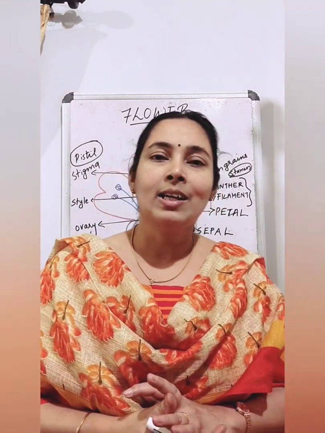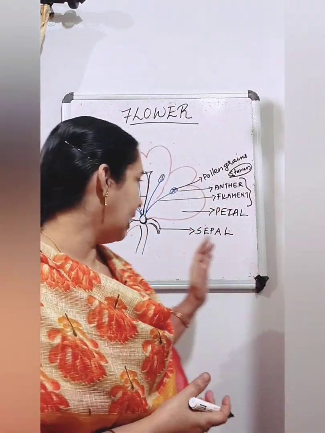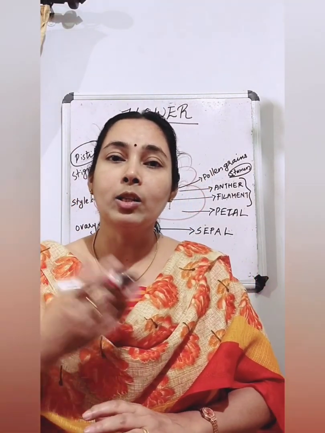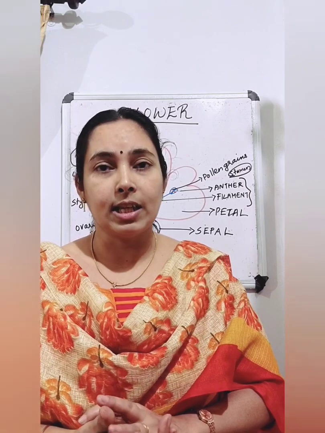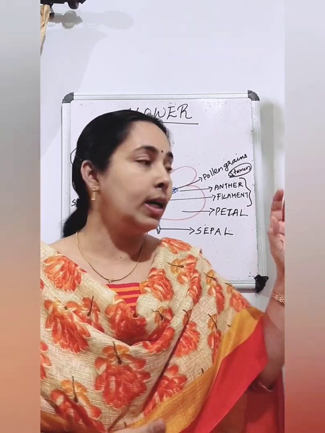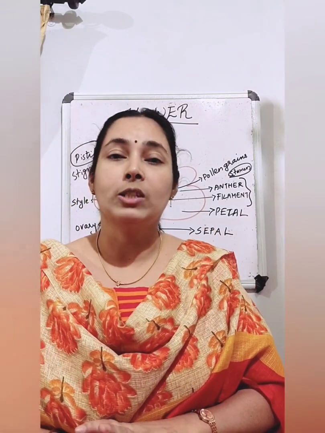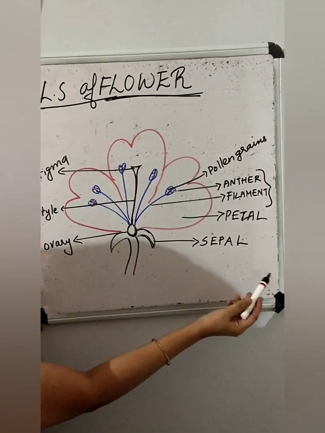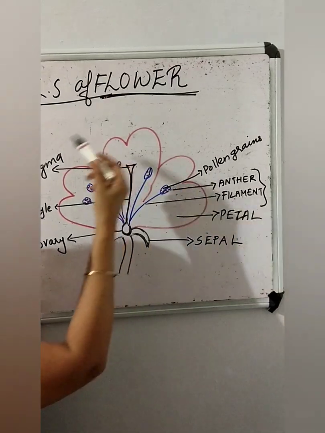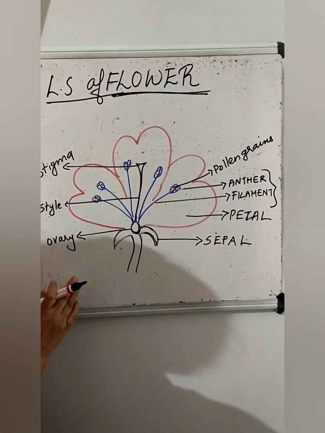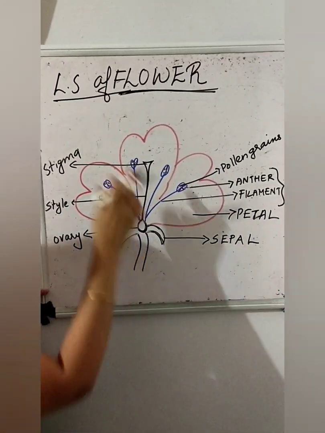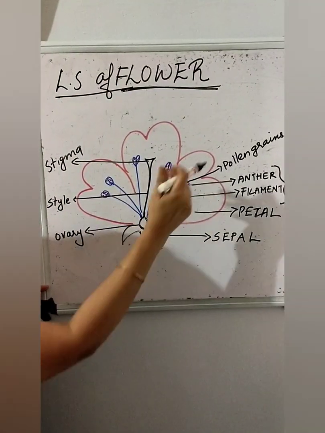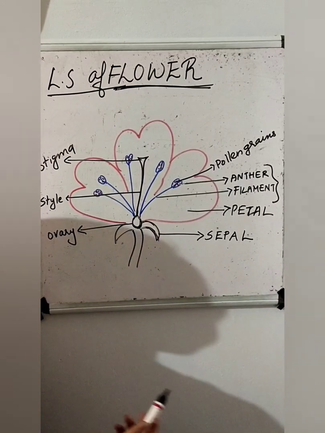Is it clear? So in the next class we will study what is there inside the ovary, and we can cut the ovary and observe what is there inside. So today you studied about the 4 parts of a flower. Is it clear? This is the diagram that shows the longitudinal section of a flower. So you should draw this picture, LS of flower, in your notebook neatly and label all these parts. Okay.